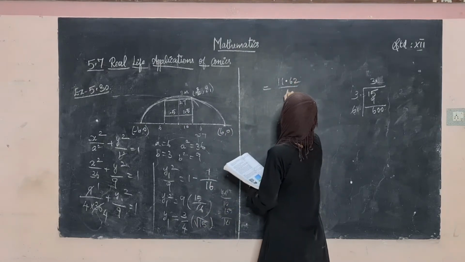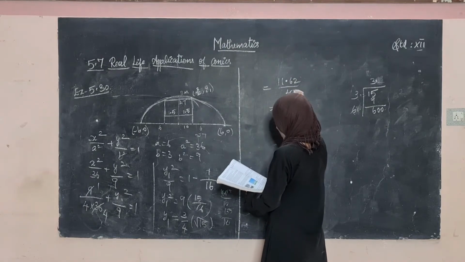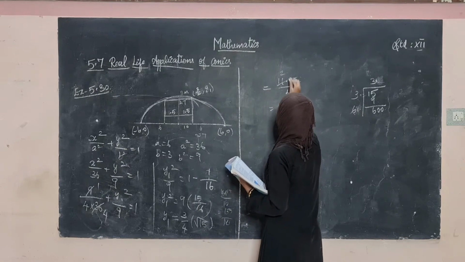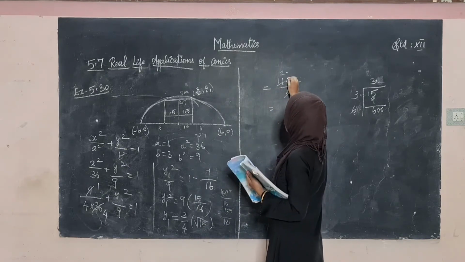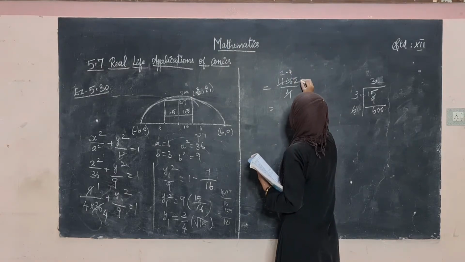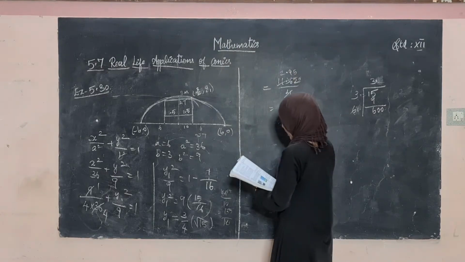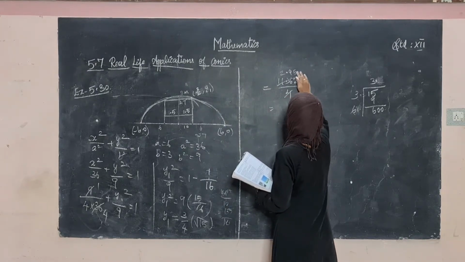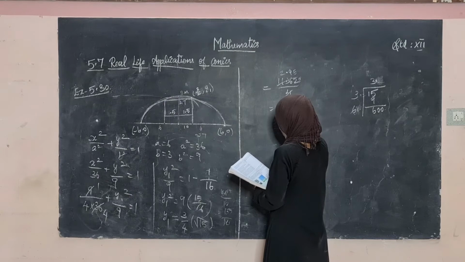11.62 divided by 4. Okay, just cancel that. 4 twos are 8, 2 point. So remaining is 3. Okay, 9 fours are 36, so balance 25. 4.95. So 2 point.